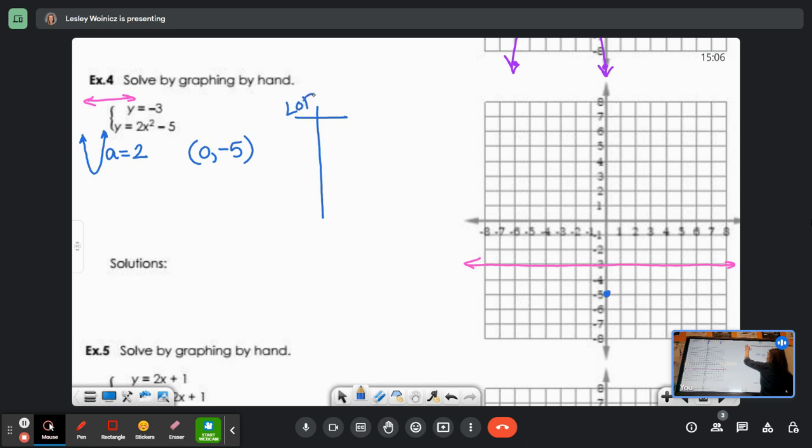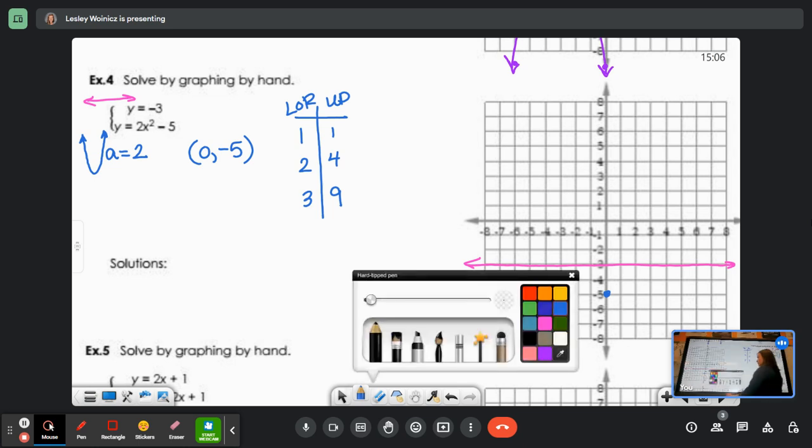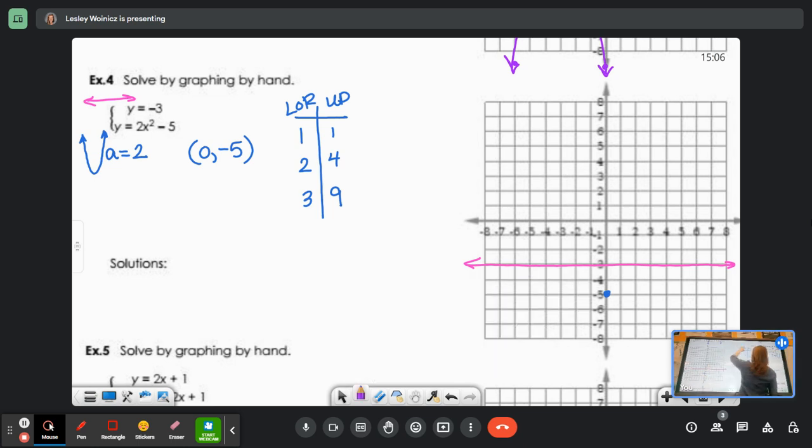Left or right? Up. 1, 1, 2, 4, 3, 9. But my A is 2, so what do I have to do? Multiply all of them by 2. Multiply all of my ups, my Y's, by 2. So now I've got 2, 8, and 18. You are correct.